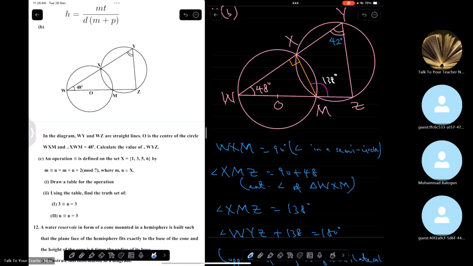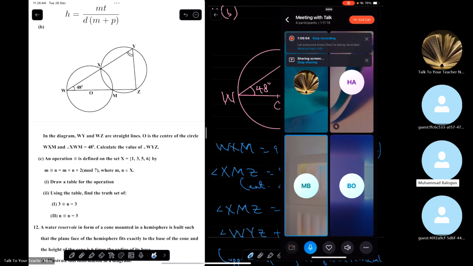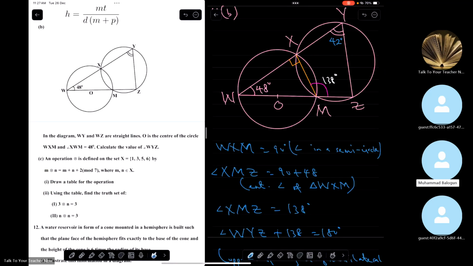An operation, call it circle times, is defined on the set X equals {1, 3, 5, 6} by M circle times N equals M plus N plus 2, in brackets, mod 7, where M and N are members of X. That's the symbol for member of. It means M and N belong to the set X.